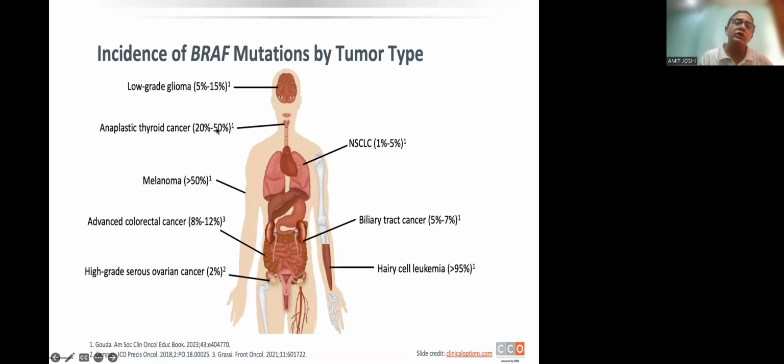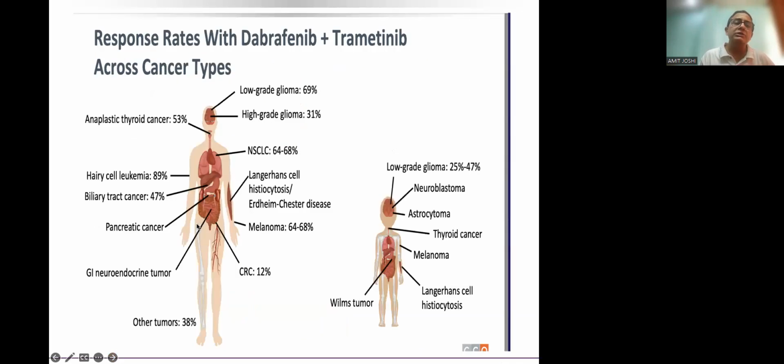Another is low-grade glioma. In melanoma it is more than 50%, and in anaplastic thyroid cancer around 20 to 50%. These are the tumors which can have a BRAF V600E mutation. In lung cancer patients, we test for this also. Fortunately, the frequency is only 1 to 5%, but if any patient has this mutation, we can offer targeted therapy. In anaplastic thyroid carcinoma, this number is close to 50%. Similarly, the response to these therapies in anaplastic cancer is around 53%. That means if we target this mutation with a specific drug, the disease gets controlled for a sufficient time, a meaningful control of the disease.